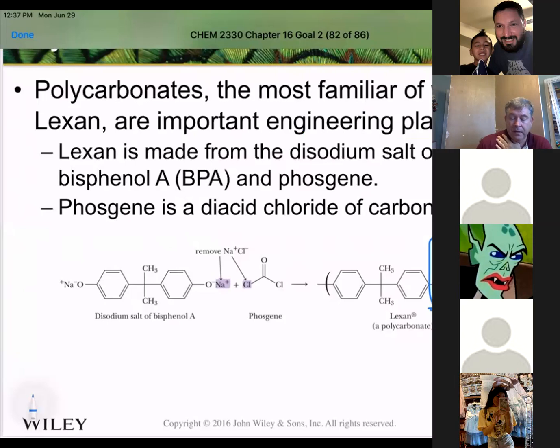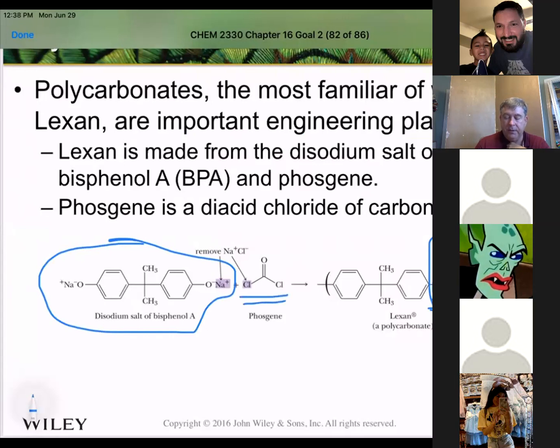Okay. So in the old days, we used to take a compound called bisphenol A, which can be made into the salt like this. And then we added a gas called phosgene. Now, phosgene is the diacid chloride of carbonic acid. So it's just another carboxylic acid derivative, an acid chloride derivative of it. And we use that to make this polymer here.